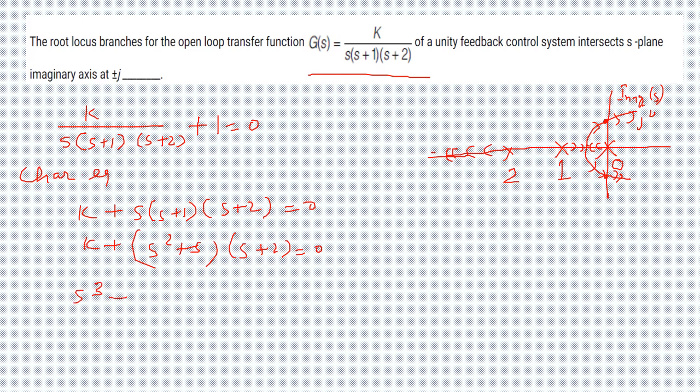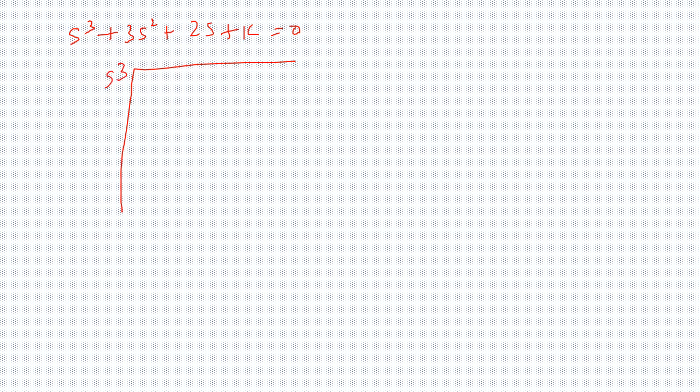It is k plus (s squared plus s) into (s+2) equal to 0, and it can be written as s cube plus 3s square plus 2s plus k equals to 0. Now I can form the Routh table. While forming the Routh table, what you need to keep in mind is first you write the highest power and you proceed to the lowest power. The lowest power means zeroth power of s, which will be a constant value.